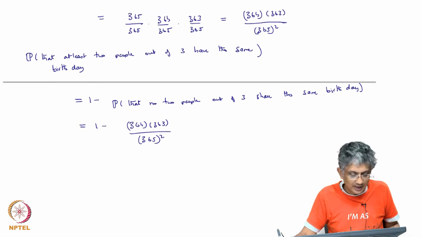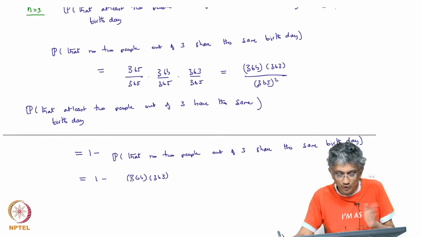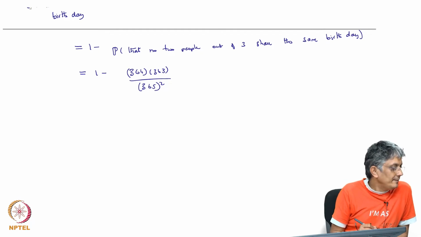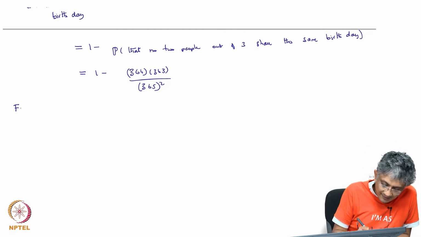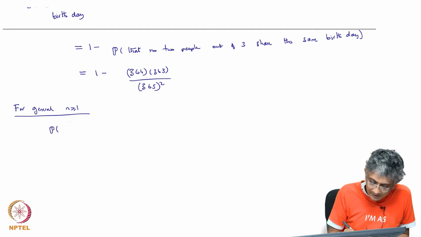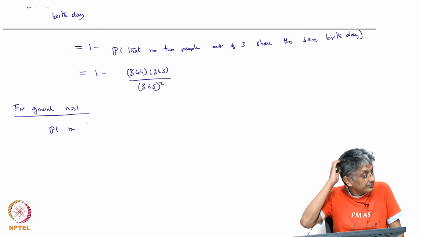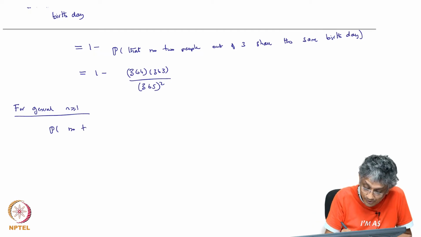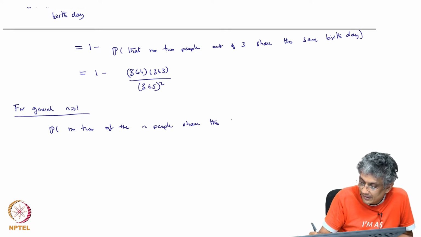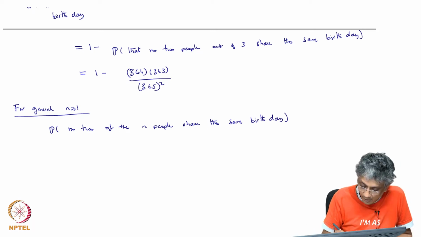So for n equal to 3, you see how the argument goes. Just first find out no two people have the same birthday. That's an easy calculation. 1 minus that gives the same probability. For general n, what will happen? We'll do the same thing. So the probability that no two people out of the n people share the same birthday, what's that going to be?